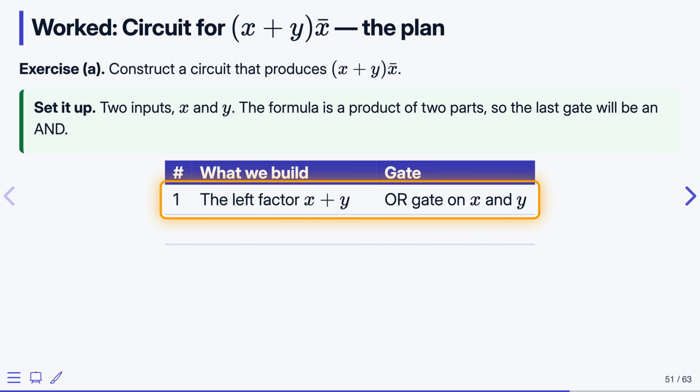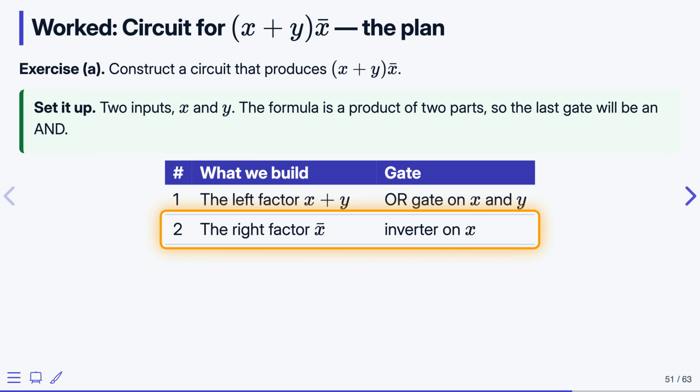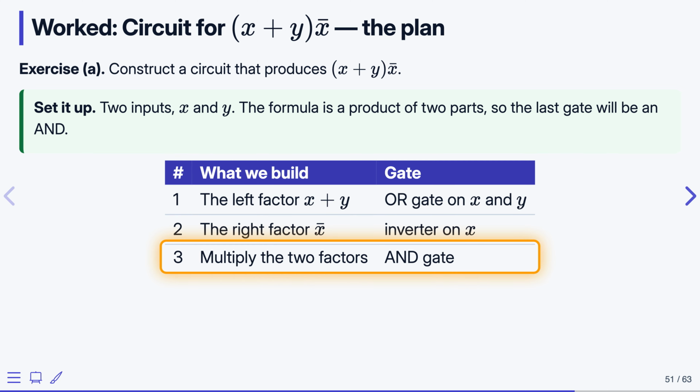Step 1. Build the left factor x plus y, that is 1 OR gate, fed with x and y. Step 2. Build the right factor bar x, that is 1 inverter, fed with x. Step 3. Feed those 2 signals into the final AND gate, 3 pieces of hardware in all. Now let's draw it.